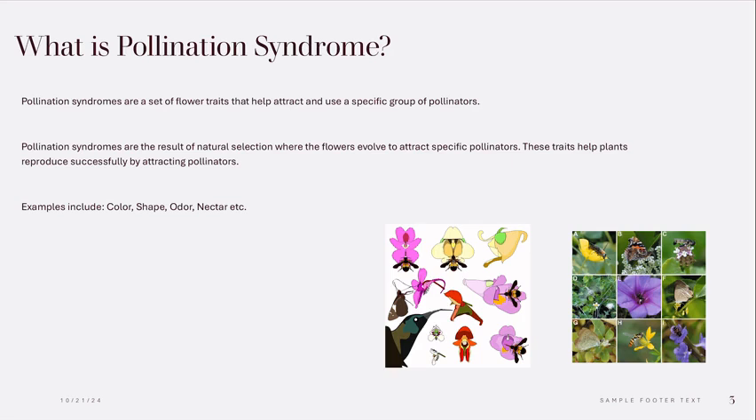Pollination syndromes are a set of flower traits that help attract and use a specific group of pollinators. They are the result of natural selection where the flowers evolve to attract specific pollinators, and these traits help plants reproduce successfully by attracting pollinators. Some examples of these include color, shape, odor, and nectar.